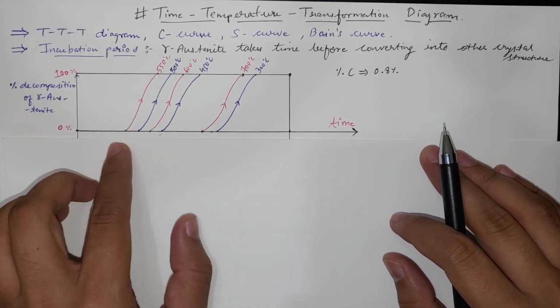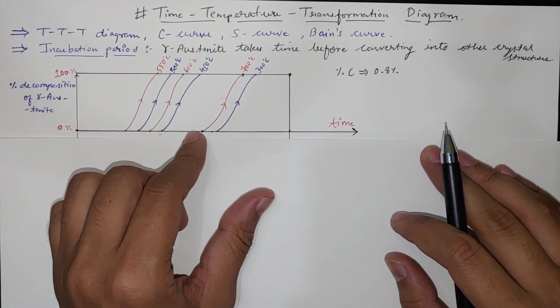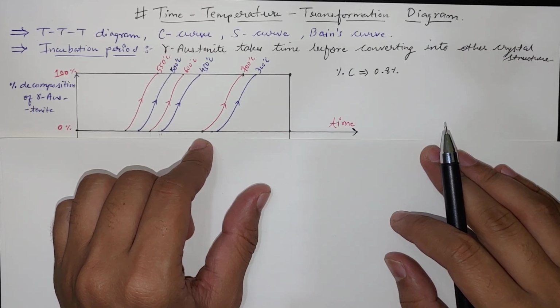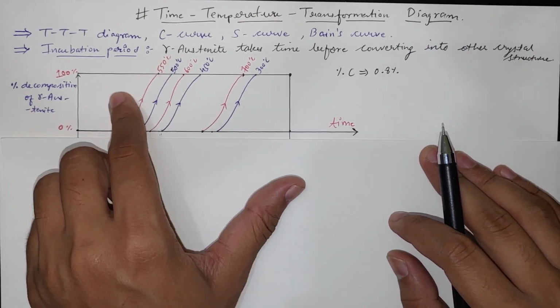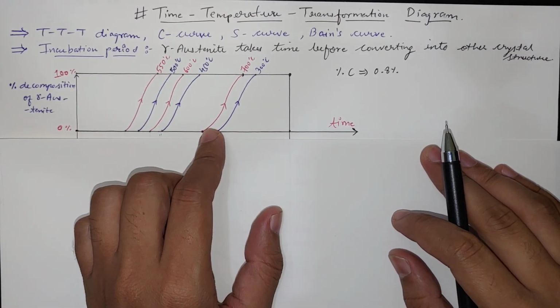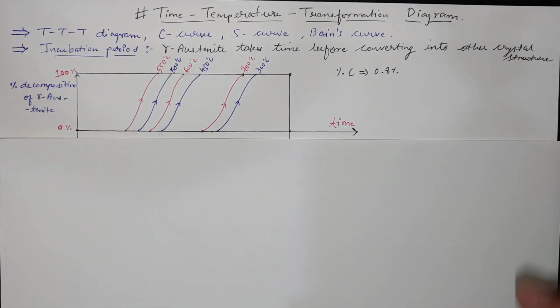In the next video we will further see how these temperatures can be plotted on temperature lines, and we will see the temperature versus time diagram of the same curves. And in future videos we will discuss the TTT diagram in more depth. So this was the starting of the TTT diagram.